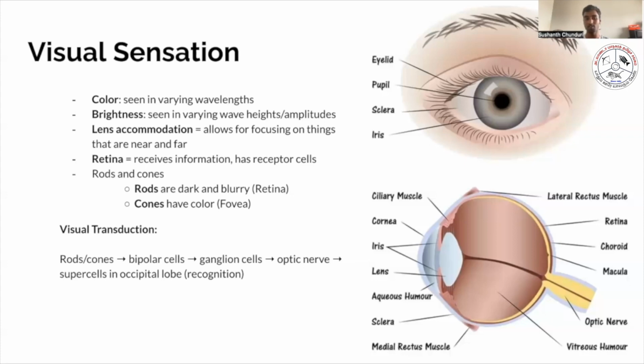And the process of visual transduction really goes from rods and cones, to bipolar cells and ganglion cells, which convert the receptors into neural impulses, which then go to the optic nerve, which sends the neural impulses to the supercells in the occipital lobe, which is in the really back of your head. The occipital lobe is the place that recognizes vision and is also conveniently placed in the back of your head.